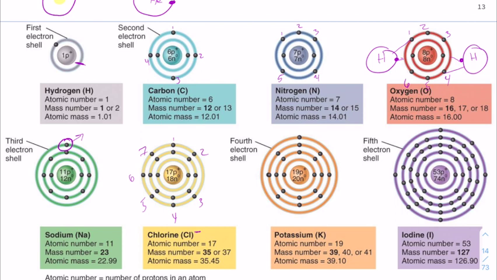Potassium is another one that is very common to give up this 1 electron in their outermost shell. And as we said before, iodine has 8 electrons in that outermost shell.